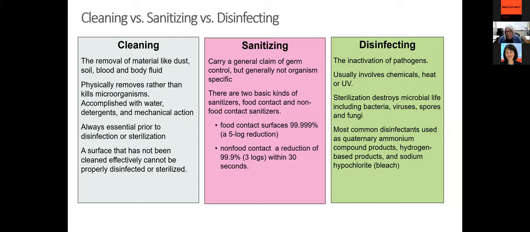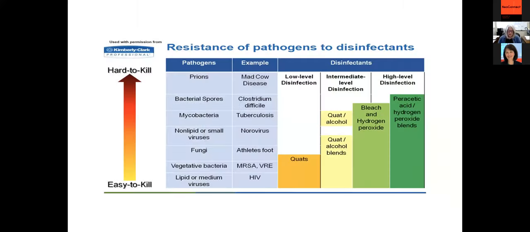The most common disinfectants used are quaternary ammonium compound products, hydrogen-based products, and sodium hypochlorite or bleach products. When we look at this slide, you can see how those things play out. This slide basically shows you, if you look to the left, easy to kill leading to hard to kill as you go up in this chart.